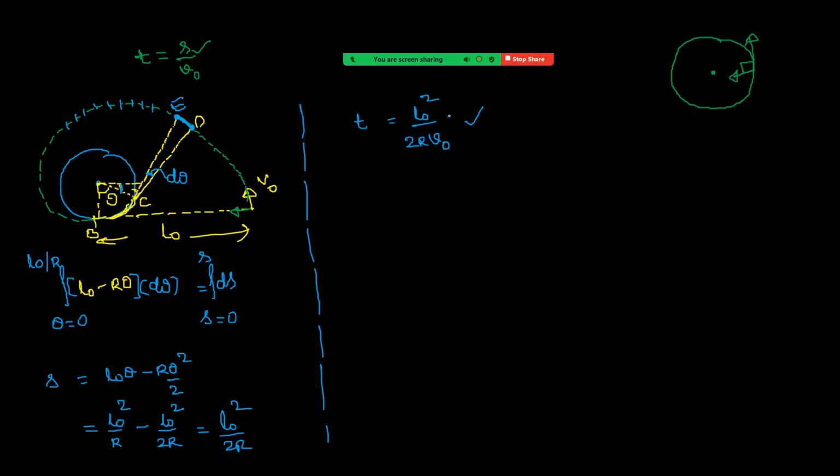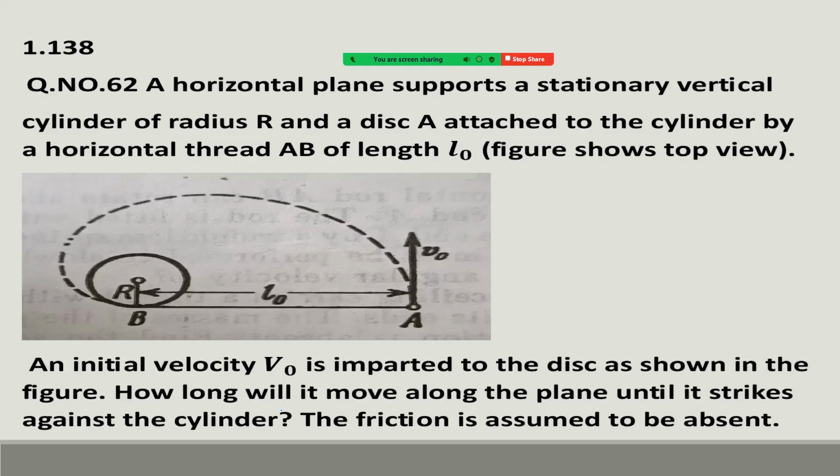So here the key point is that speed is a constant. That's why the time taken is directly equal to distance traveled by speed. So then we are focusing on how to get the distance traveled. Okay. Let us see the next problem.